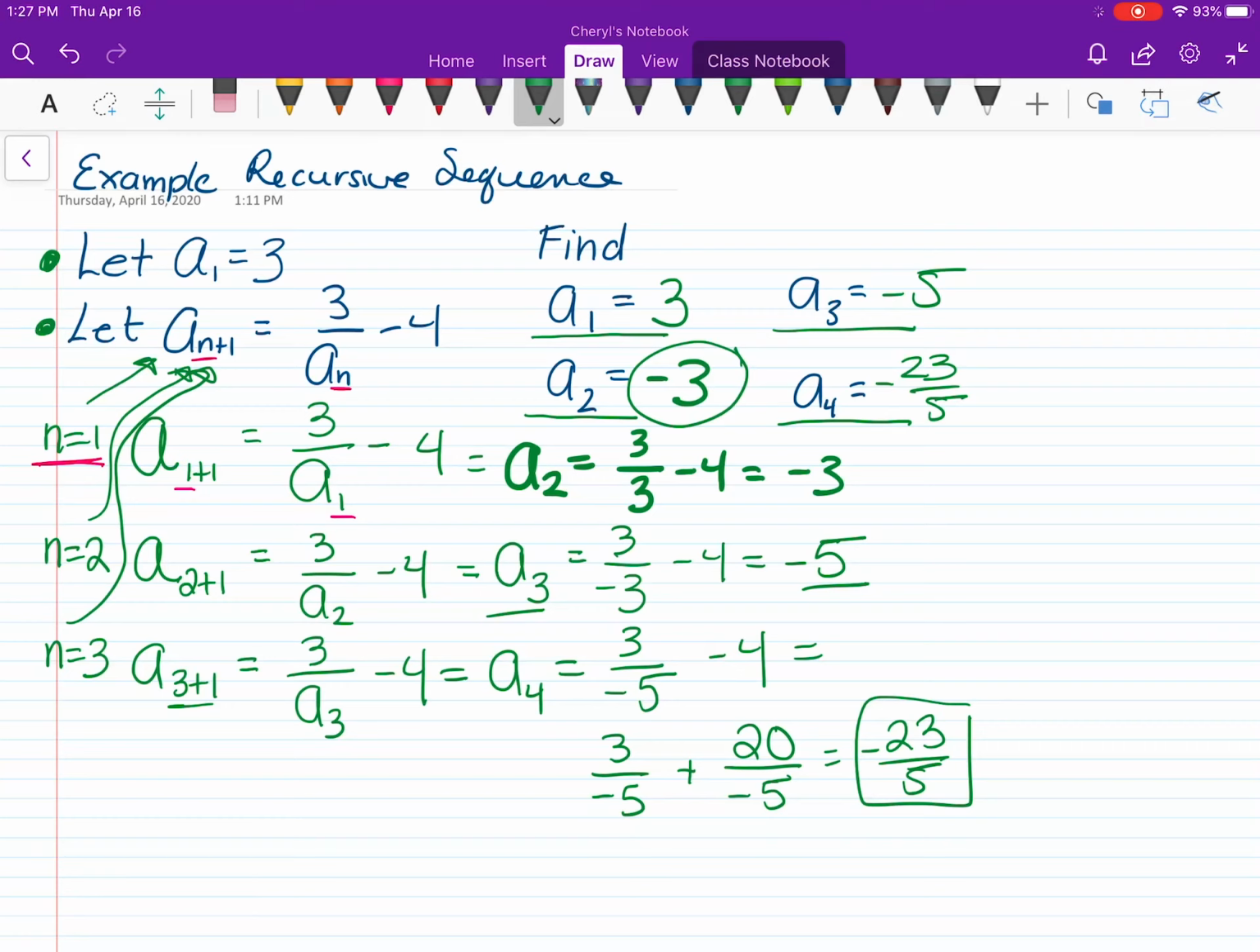Now I can continue doing this. If I wanted to find the fifth term, I would make n equal to 4.